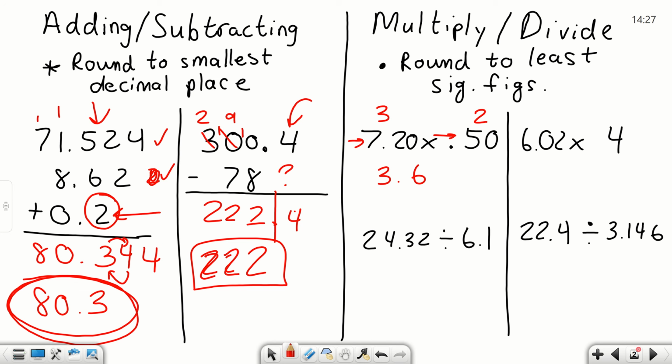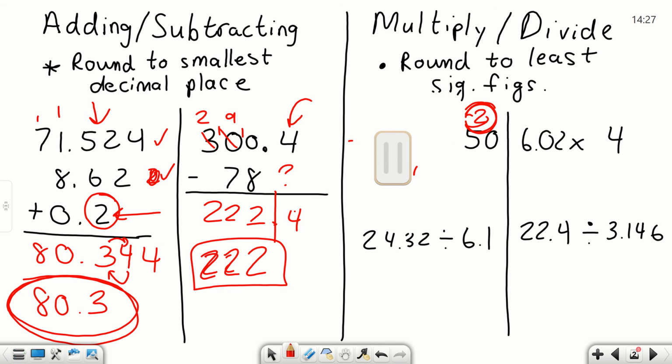I don't want you to be confused. We should actually leave it as 3.60 and then go, hey, 0.50 only has 2 sig figs. I need to round this number down to 2 sig figs, so I'm going to get rid of the 0. I look at 6. I look at the 0 next to it. I'm not going to round up, so my answer is 3.6 in the end. Okay? So you solve, you calculate it, and then round to the least number of sig figs.